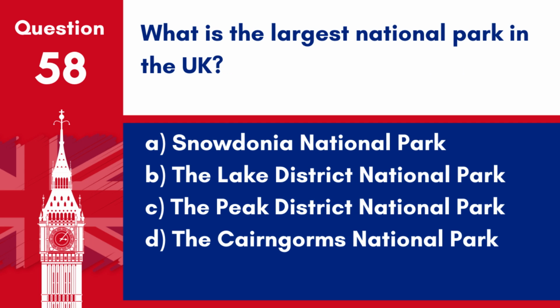Question 58. What is the largest national park in the UK? A. Snowdonia National Park. B. The Lake District National Park. C. The Peak District National Park. D. The Cairngorms National Park. Answer: D. The Cairngorms National Park. The Cairngorms National Park in Scotland is the largest national park in the UK.